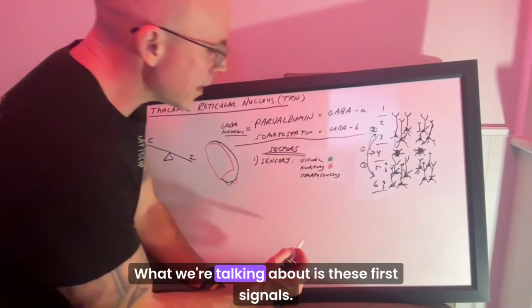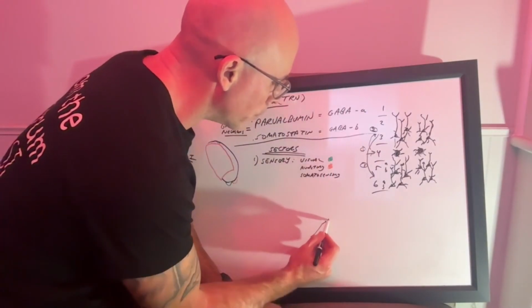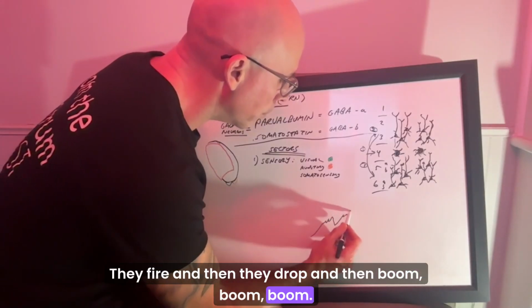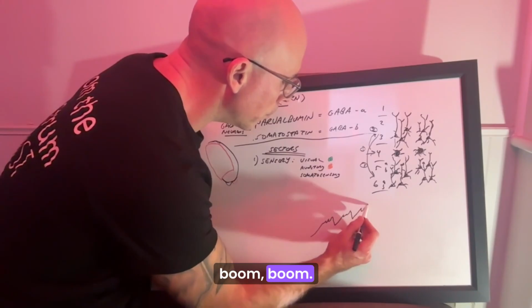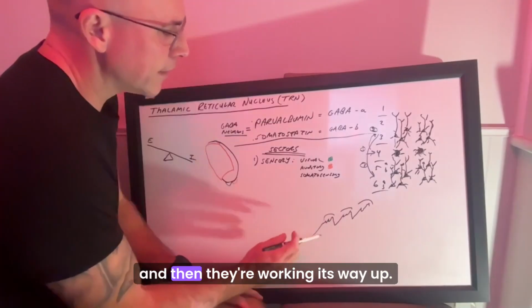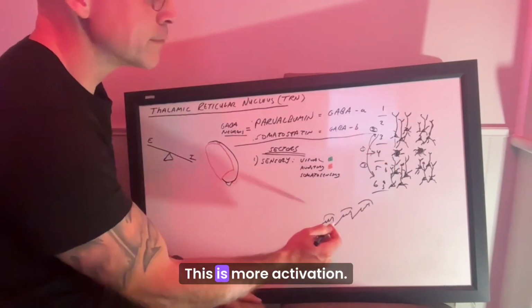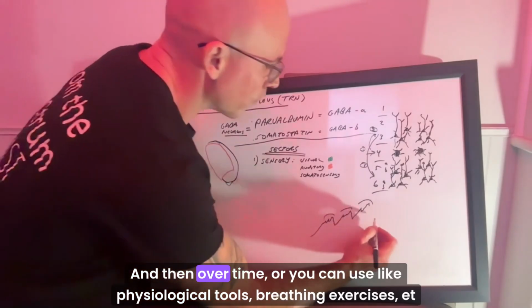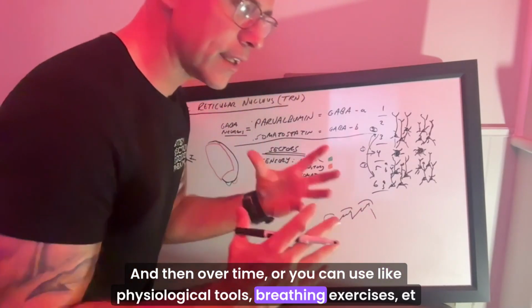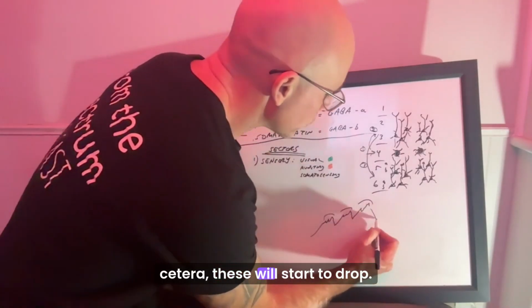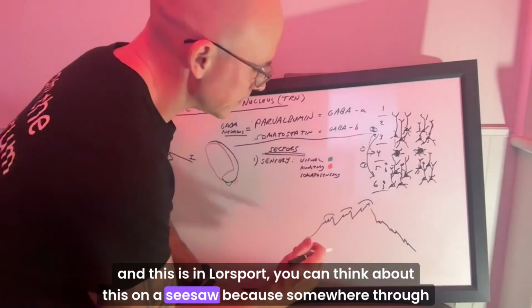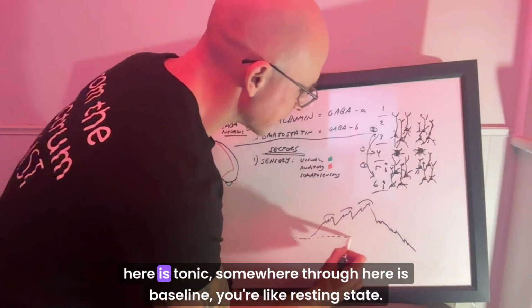Remember, what we're talking about is these burst signals, boom, boom, boom. They fire and then they drop, and then boom, boom, boom, and then they drop, right? So we get these bursts right here, and then they're working their way up. This is more activation. And then over time, or you can use physiological tools, breathing exercises, etc., these will start to drop. And this is in large part, you could think about this on a seesaw, because somewhere through here is tonic.